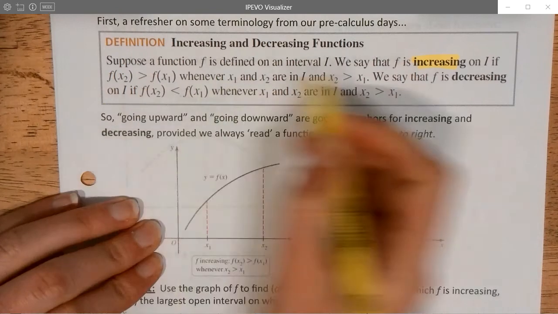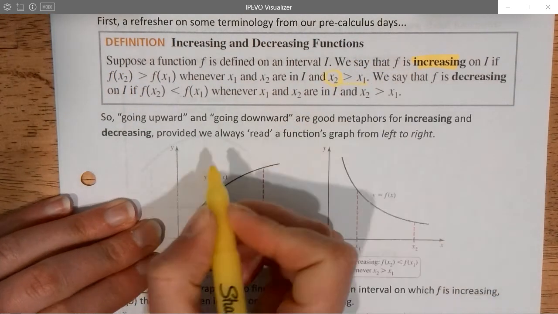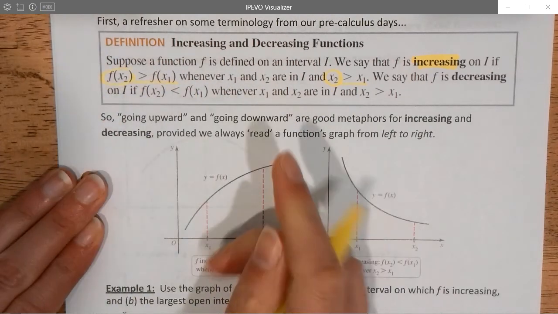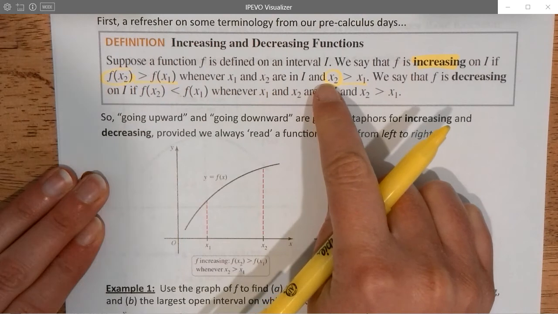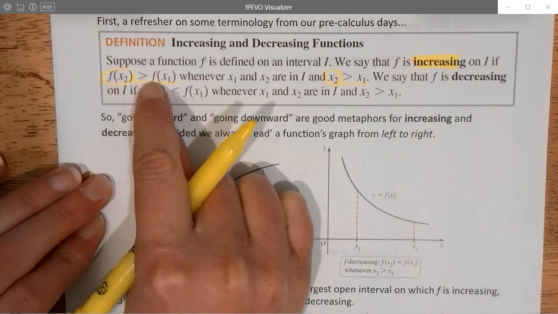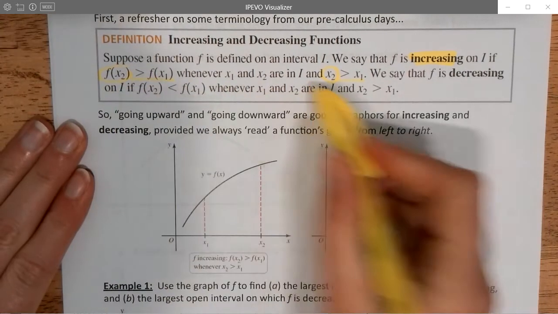So whenever you have an x2 value that is larger than an x1 value, the f of x2 value is larger than the f of x1 value. So for consecutive or subsequent x's, the y values are higher than the previous y values. That's the definition of increasing, and that's what they're stating right here in this notation.